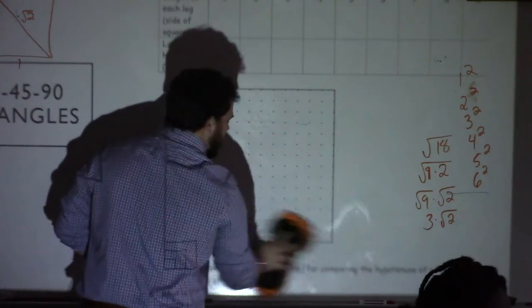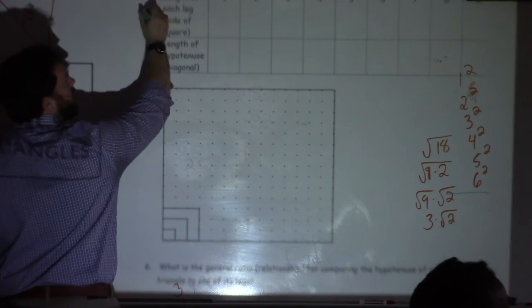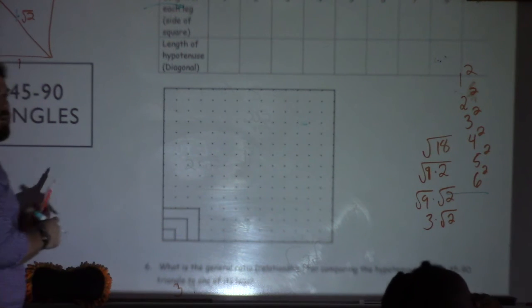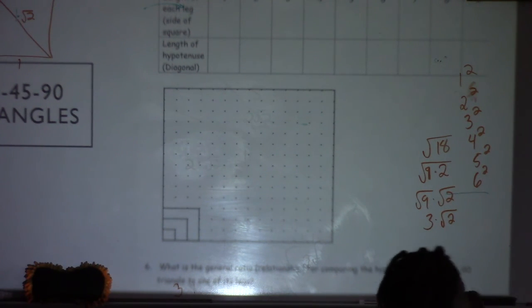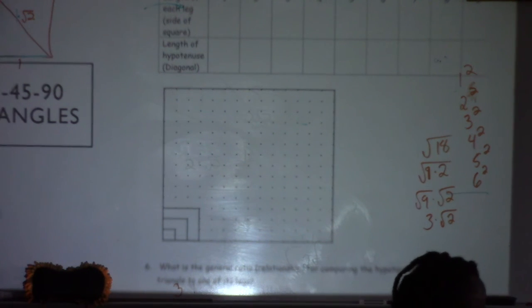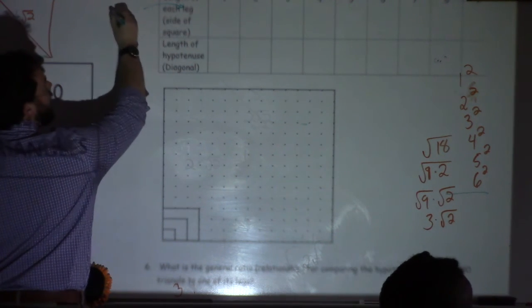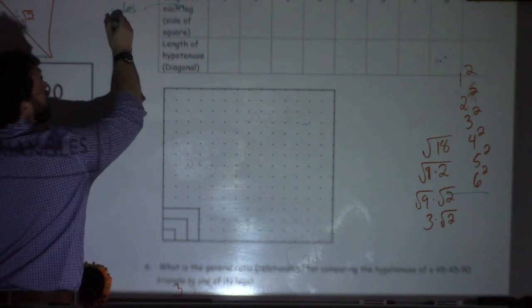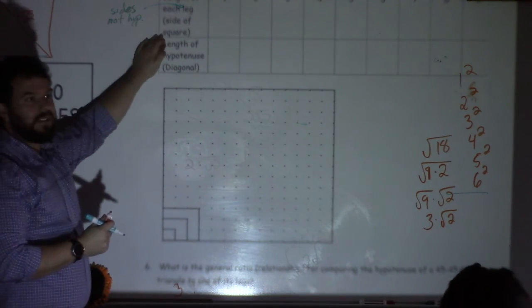Right here, when the length of each leg, remember this, when we say leg, what are we referring to? The legs are the sides of a right triangle that are not the hypotenuse. So each length of each leg, right? These are the sides, not the hypotenuse. And remember, those are the sides of the square.